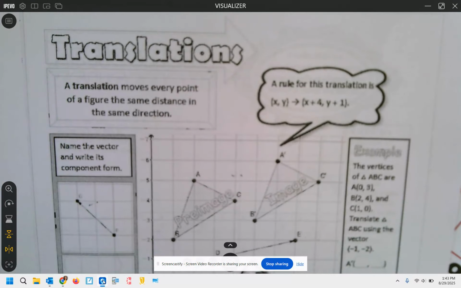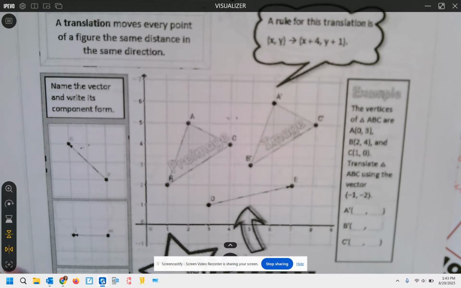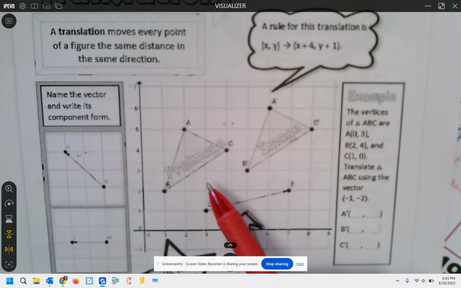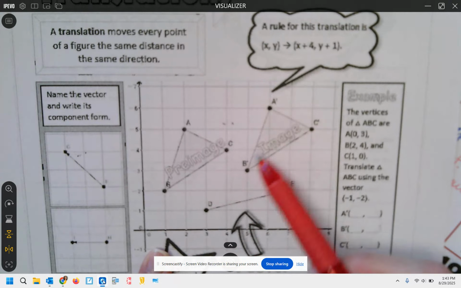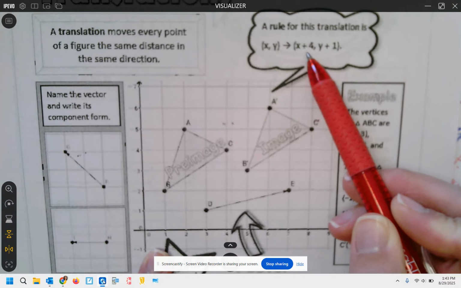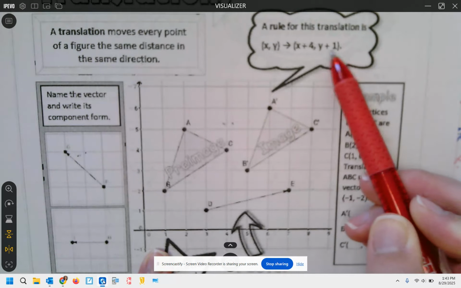Hello there. We're going to talk about translations today. A translation is something that moves every point of a figure the same distance in the same direction. So if we take a look at this figure in the middle for a second, this little bubble up here is telling us a rule for this translation to go from triangle ABC to triangle A prime, B prime, C prime. We see it says x plus 4 and then y plus 1.